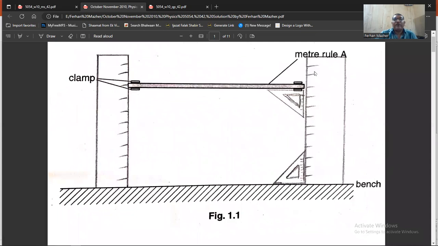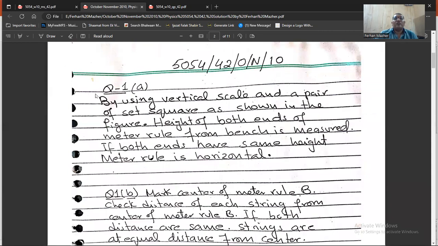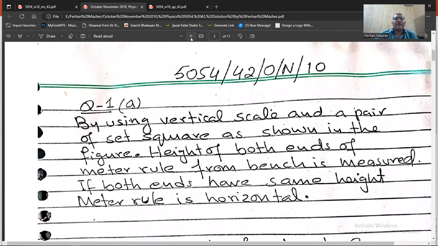You can see I have put a vertical scale here, and put a set square like this, and a set square like this. By this, you will make sure that the vertical scale is vertical to the bench. And by using this, you will be able to measure the exact height of the bottom of the meter rule A. So this is my answer. I hope you understand. So let's have a look at the marking scheme.